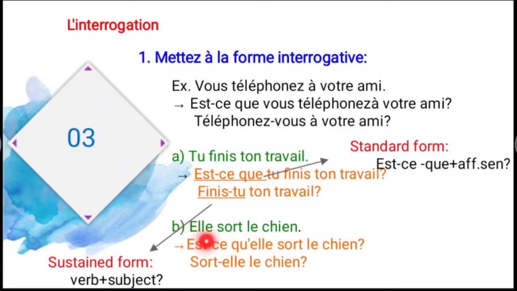And B, elle sort le chien. It means she takes the dog out. And the answer is est-ce qu'elle sort le chien. Here qu'elle, the subject begins with a vowel. So est-ce qu'elle sort le chien? So does she take the dog out? And the second form is sort-elle le chien? It means does she take the dog out? So here the verb is what? Sortir, that is sort, and the subject is elle.